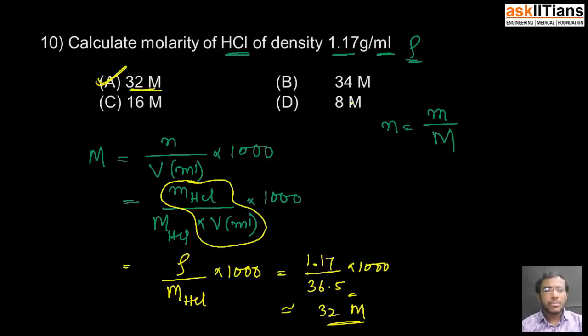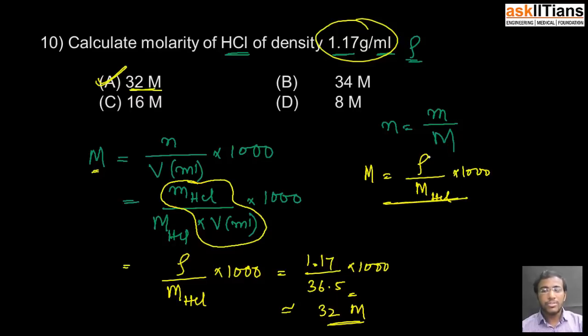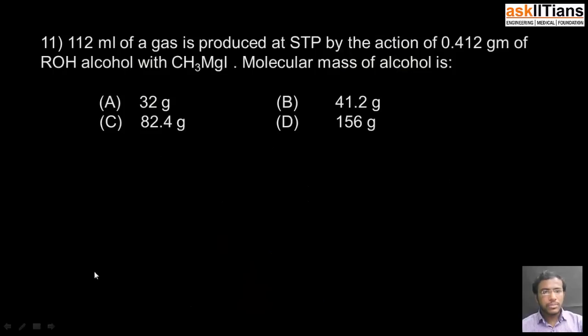Here, instead of giving the mass of the solute directly, sometimes they will give the density. Even if they give density, you can make use of it. Molarity is the number of moles by volume, so molarity is also equal to density divided by the molecular weight of solute into 1000. This is another formula for molarity. Depending upon which quantity is given, you can use either this one or this one to solve the question. So, move to the 11th question.